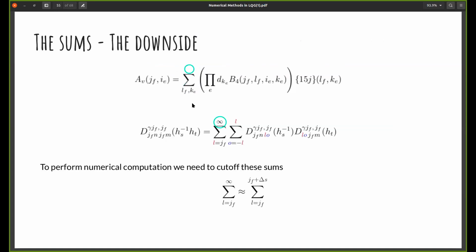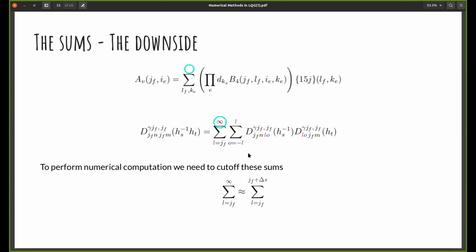The problem is that the summation over the virtual spins L that are inside the SL2C representation, a consequence of our splitting of the SL2C representation, is, as I told you before, unbounded. So it goes up to infinity. So it's an infinite linear superposition of objects. Okay, how do you perform a numerical computation of an infinite sum? Well, you don't. You need a cutoff. You need to put a cutoff.